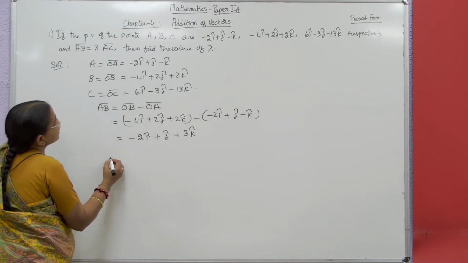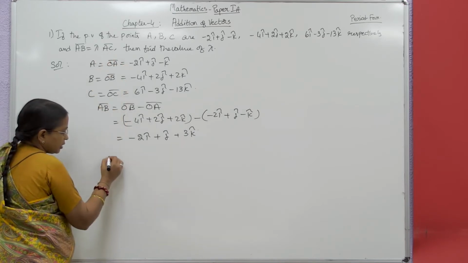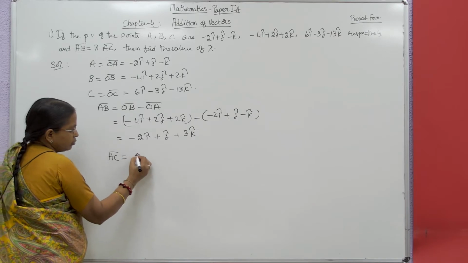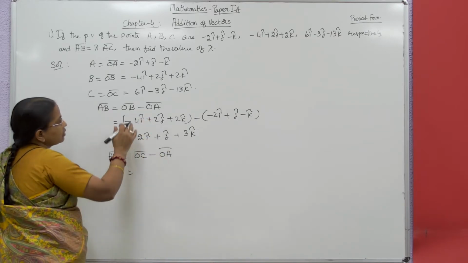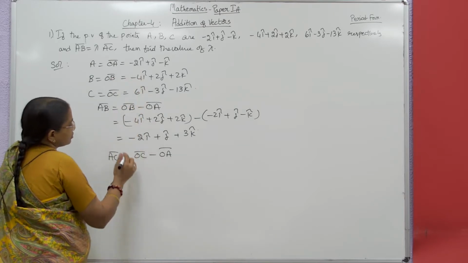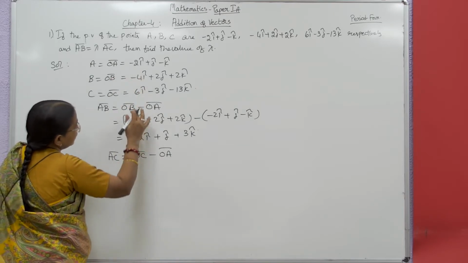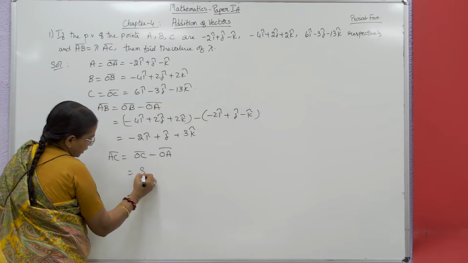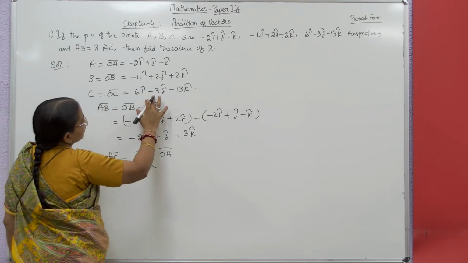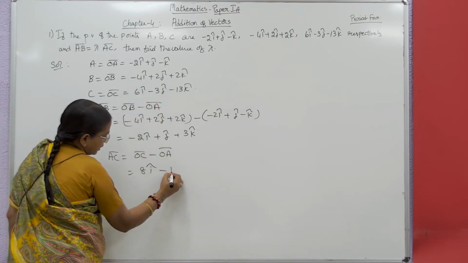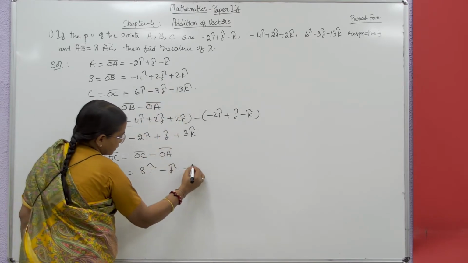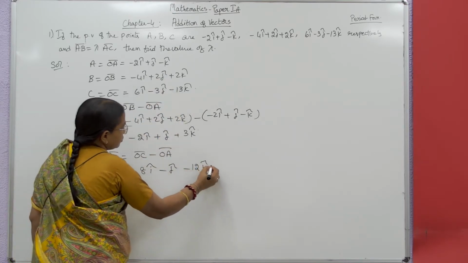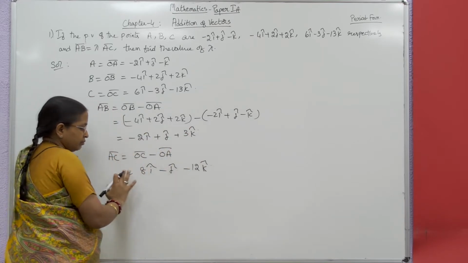Next is AC vector. What is AC vector? OC minus OA. So subtract in the same way. I am directly writing it: 6 plus 2, 8i, and then minus 3 minus 1, so minus 4j, and then minus 13 plus 1, so minus 12k. So just simplify like this, you will get AC.